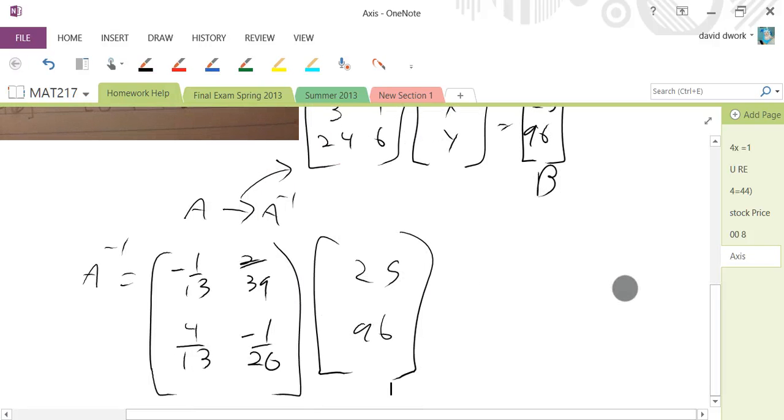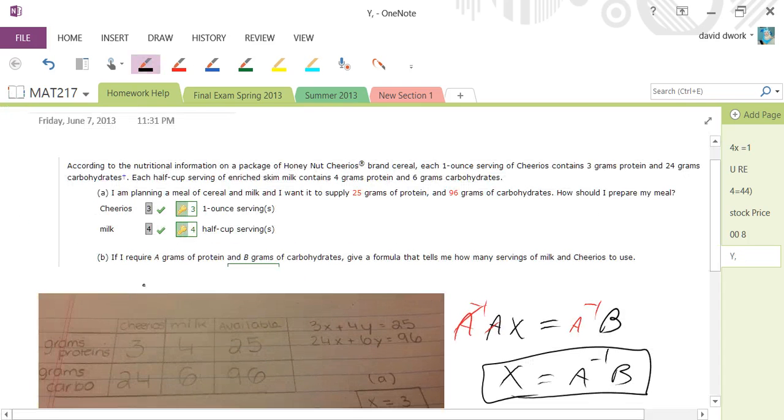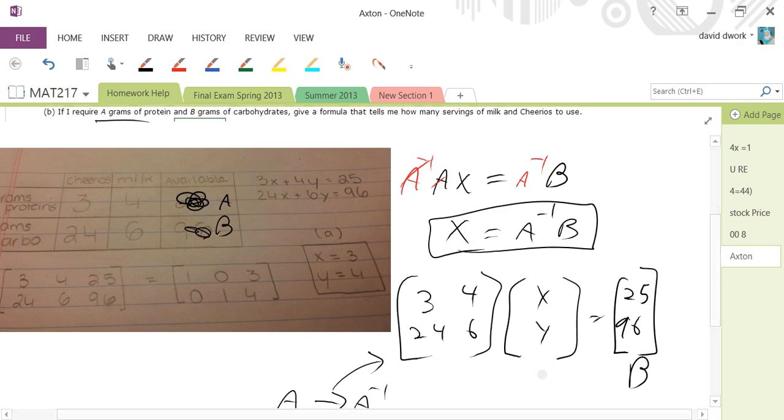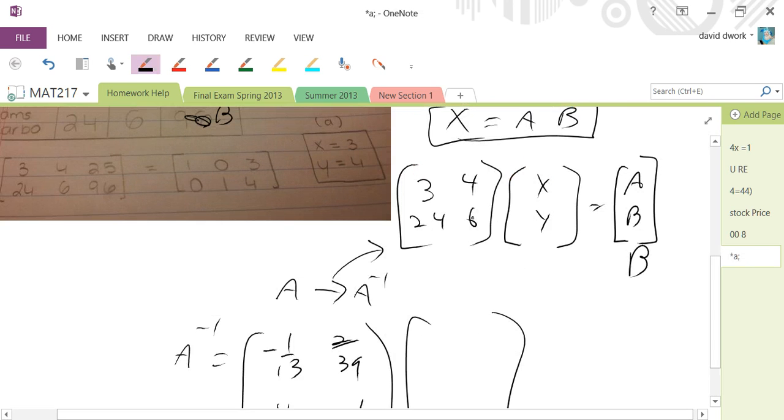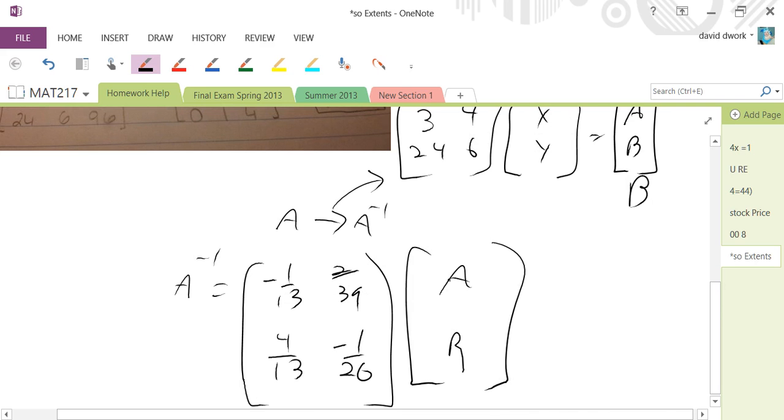So now for part B, the only thing that's going to change is our B matrix, because you'll notice for part B of the problem, it just says, what if I require A grams of protein? So instead of 25 grams, we just want A, and B grams of carbs. Well, how does that change our general problem? Well, instead of 25 and 96, they just become A and B. And then the nice thing here, that doesn't affect our inverse matrix at all. So all we're going to do here is change it to A and B.